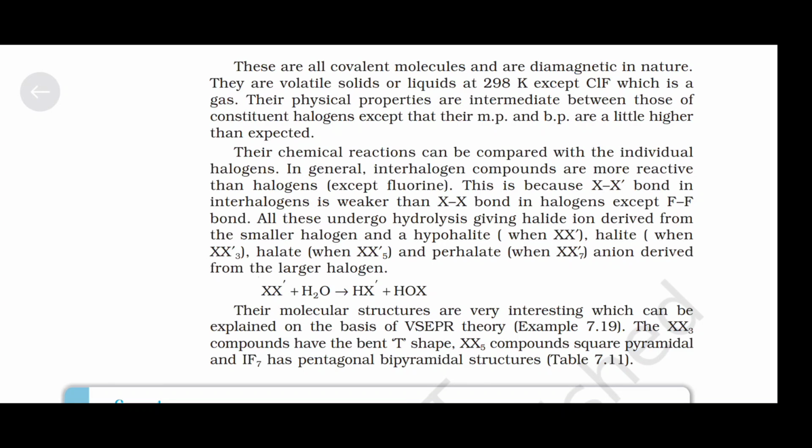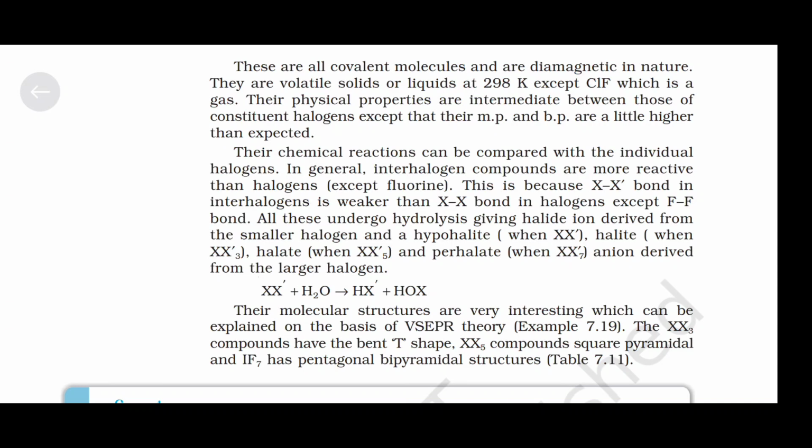In general, interhalogen compounds are more reactive than halogen except fluorine. This is because X-X' bond in interhalogen is weaker than X-X bond in halogen except fluorine-fluorine bond.